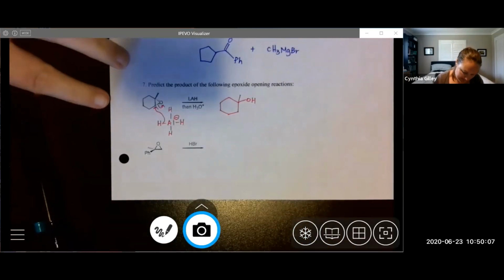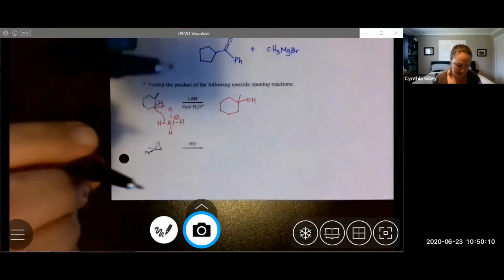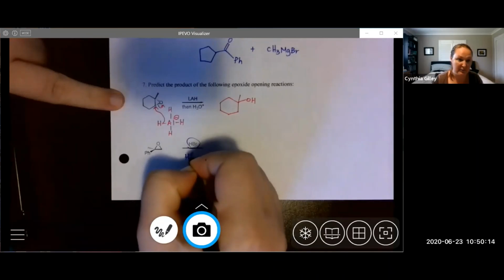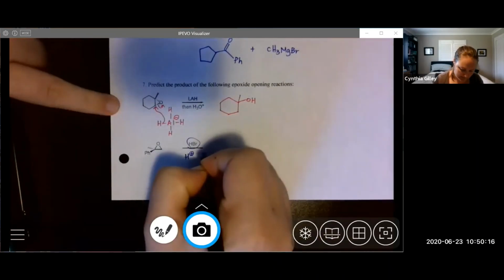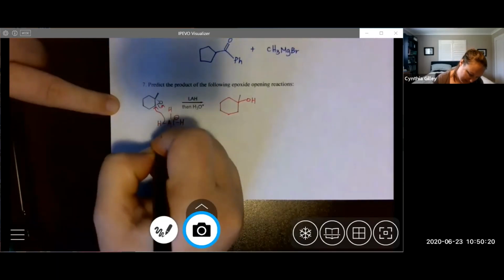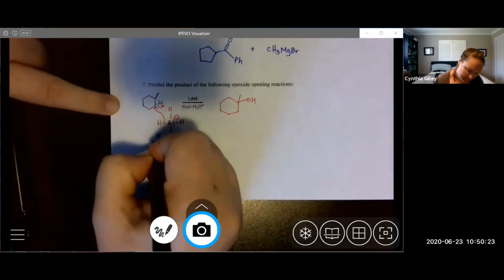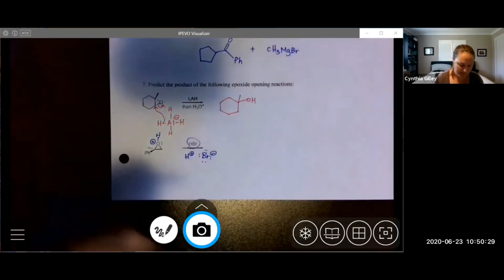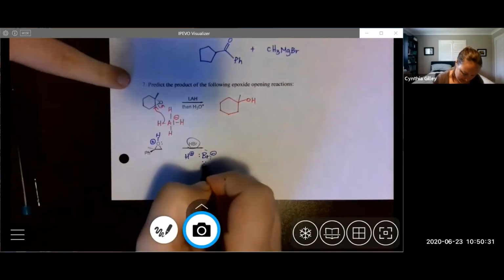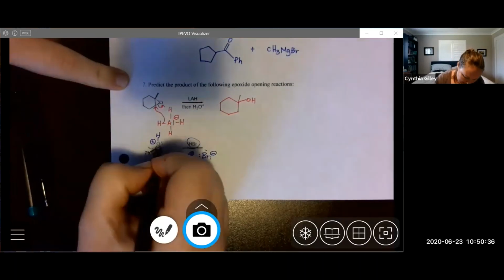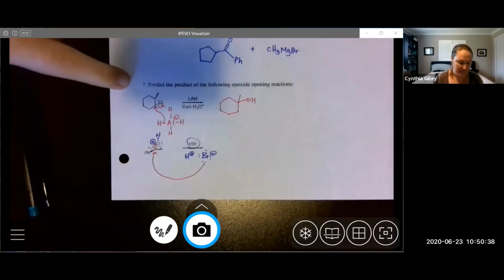The next one is HBr. So HBr contains acidic protons and bromine. This is under acidic conditions. Under acidic conditions, the epoxide gets protonated, which makes this carbon-oxygen bond very weak. So the bromine will preferentially attack that tertiary carbon, the more substituted one, and the leaving group leaves from that carbon.